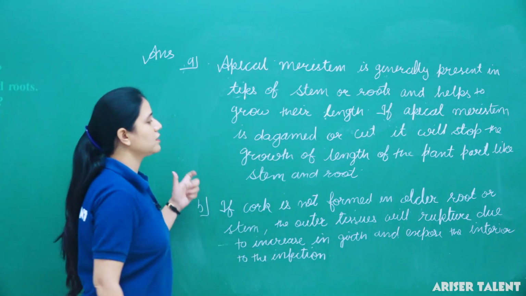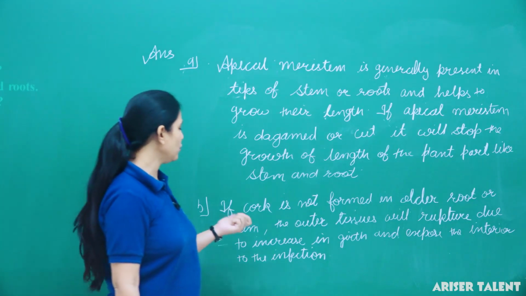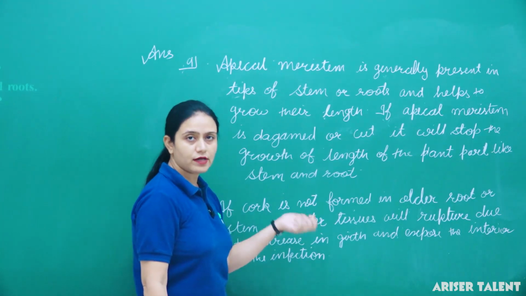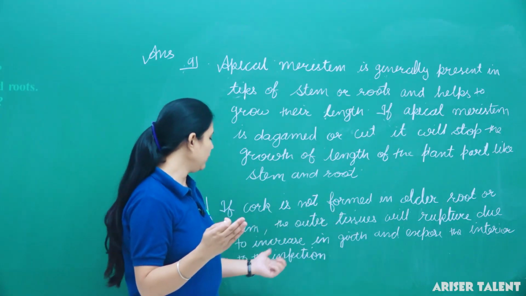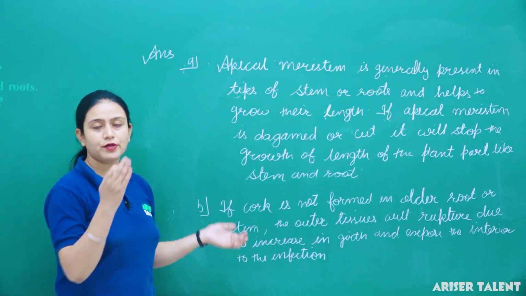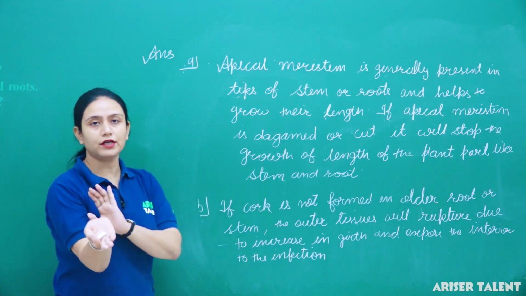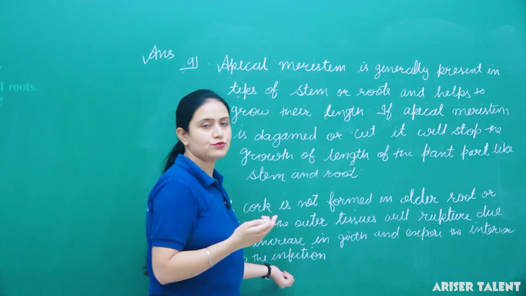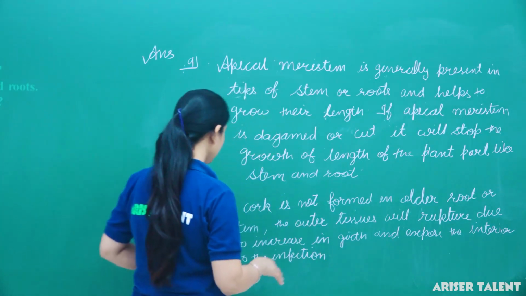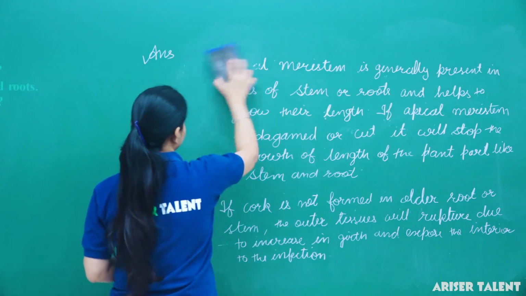Clear? If cork is not formed in older stems or roots, the outer tissues will rupture due to increase in girth and the interior will be exposed to infection, because interior material will come in direct contact with the environment and then it may cause infection to the interior material. Clear? So these are the answers.